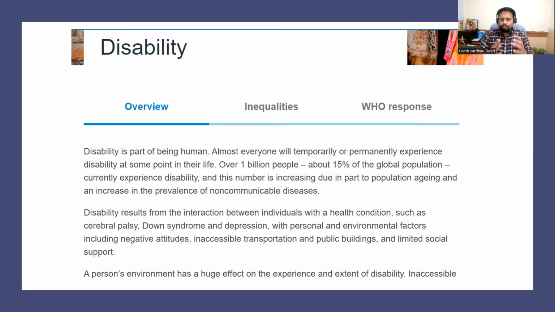So this is the first and foremost definition mentioned by the WHO, and it continues. It results from interaction between individuals with health conditions such as cerebral palsy, Down syndrome, and depression, etc. So this keeps on continuing.